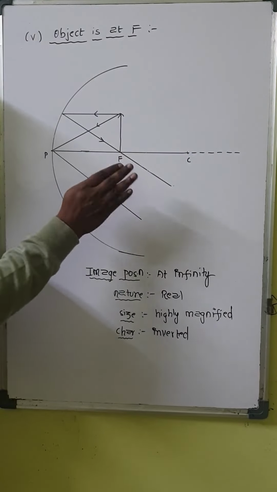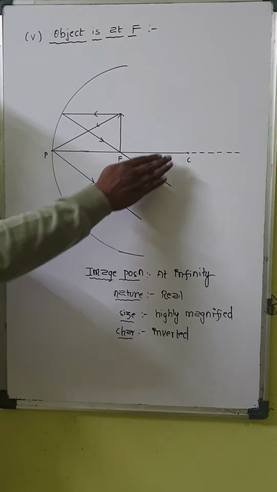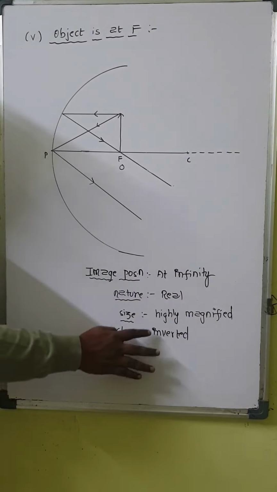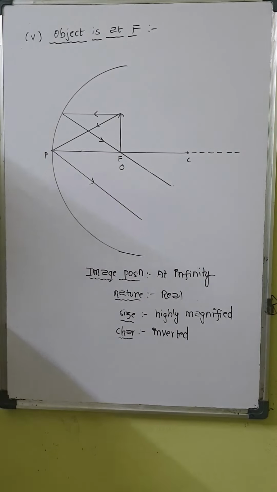The reflected rays, even though they do not meet at a point, will still meet the screen, so it is a real image. The image will be very large, so it is a highly magnified image, and the image is formed below the principal axis, so it is an inverted image. Now let us see the sixth position.